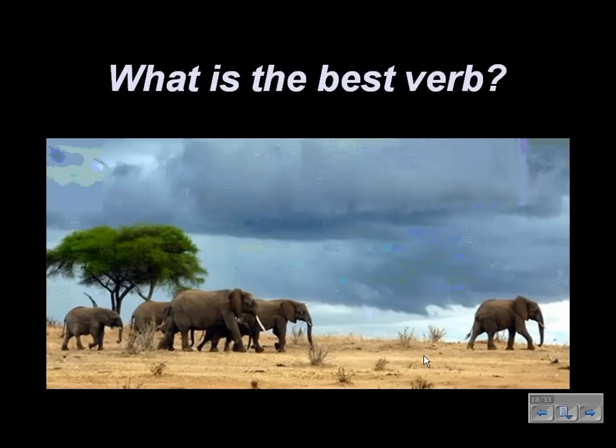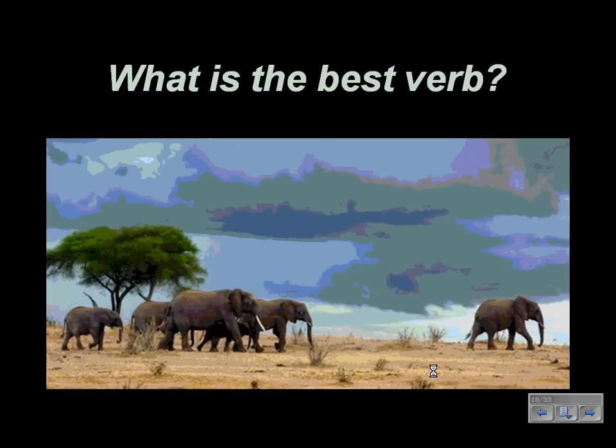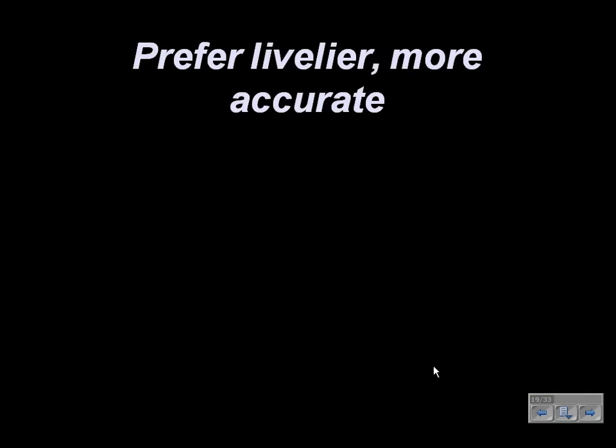What about this? Maybe plodding, marching, something like that. All these subjects are walking, and yet they're doing very different types of walking. So we can capture that just in our word choice. We don't need to add adverbs as we talked about in the previous lecture. Prefer livelier and more accurate words in general.